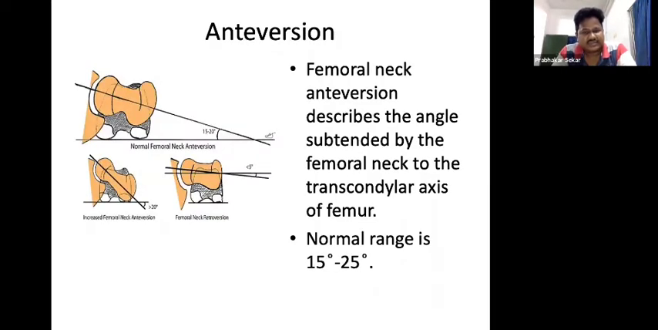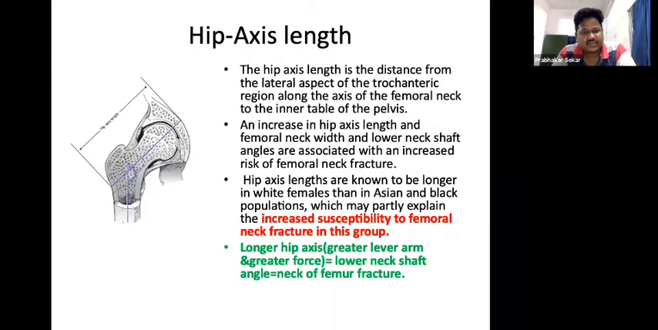Then anteversion. Anteversion is the angle subtended between the axis of the femoral neck and the transcondylar axis of the femur. The normal anteversion is 15 to 25 degrees. The most important one is hip axis length.